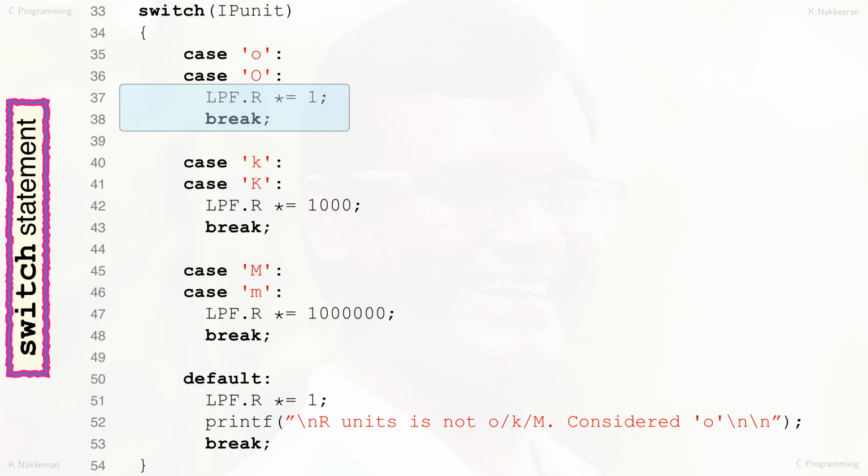Lines 37 and 38 are the full set of statements that are to be included in the case of IP unit is either lowercase o or uppercase O. There are no braces that are enclosing the scope of each case within the switch statement. Note that one indent spacing is added to lines 37 and 38 to maintain the structured C programming.